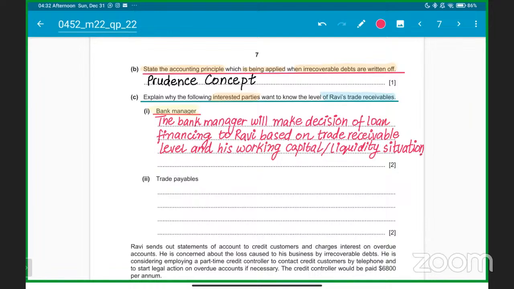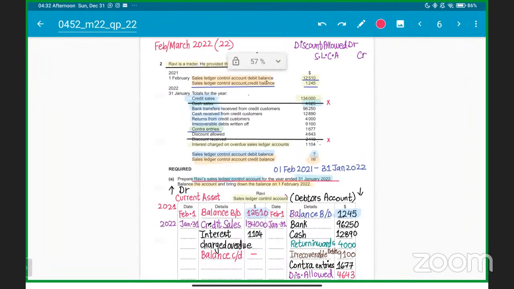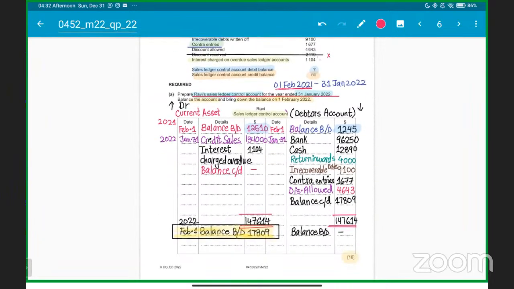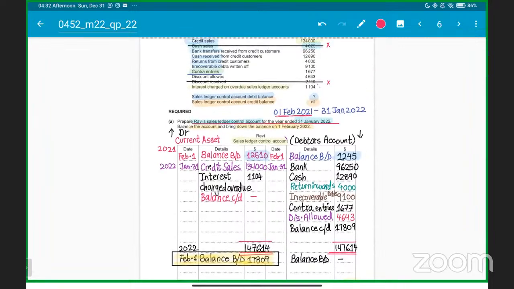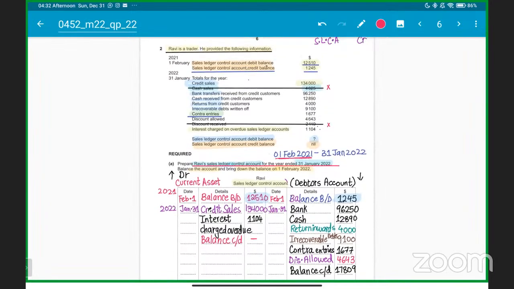What I'm trying to explain here, students, के जो word है Ravi's trade receivables, इसका मतलब ये है कि it depends on कि रवि को customers कितनी देर में पे करते हैं. अगर customers बहुत high है, मतलब कि रवि को बहुत सारी amount receive करनी है, as we can see कि at the start of the year, 1st February 2021, customers have to pay him 12,510. But at the start of the next year, customers have to pay 17,809, which clearly shows that he is not managing his accounts receivable properly. उसके customers उसको नहीं pay कर रहे. He is selling the goods on credit, but customers are not paying on time.